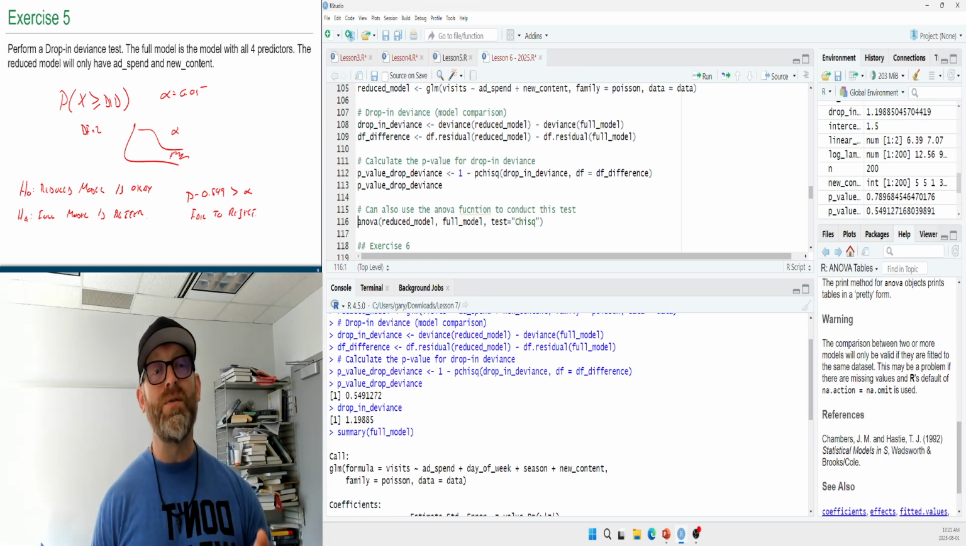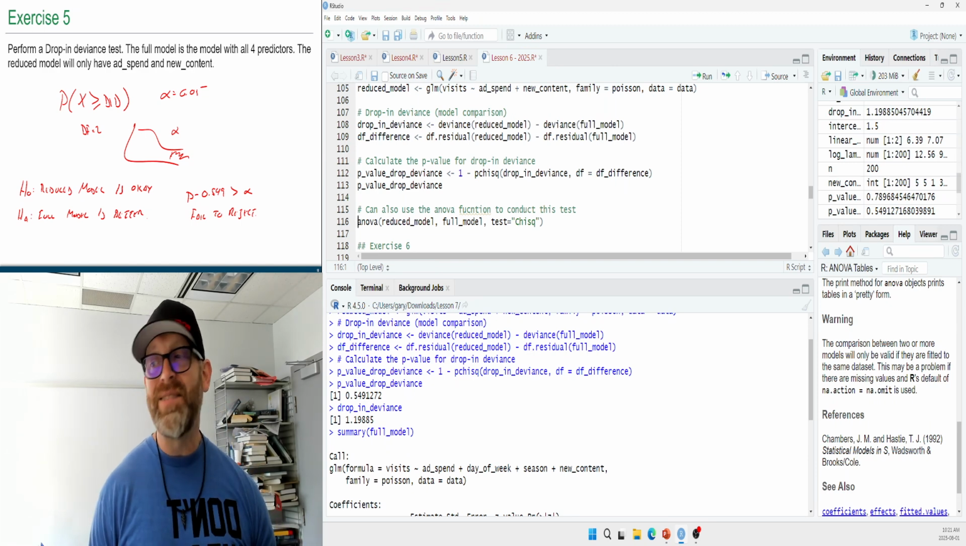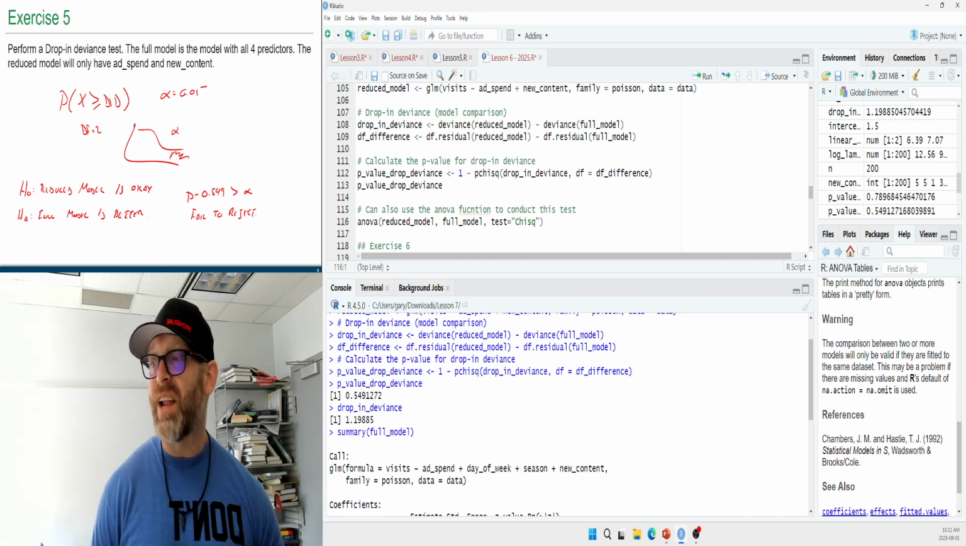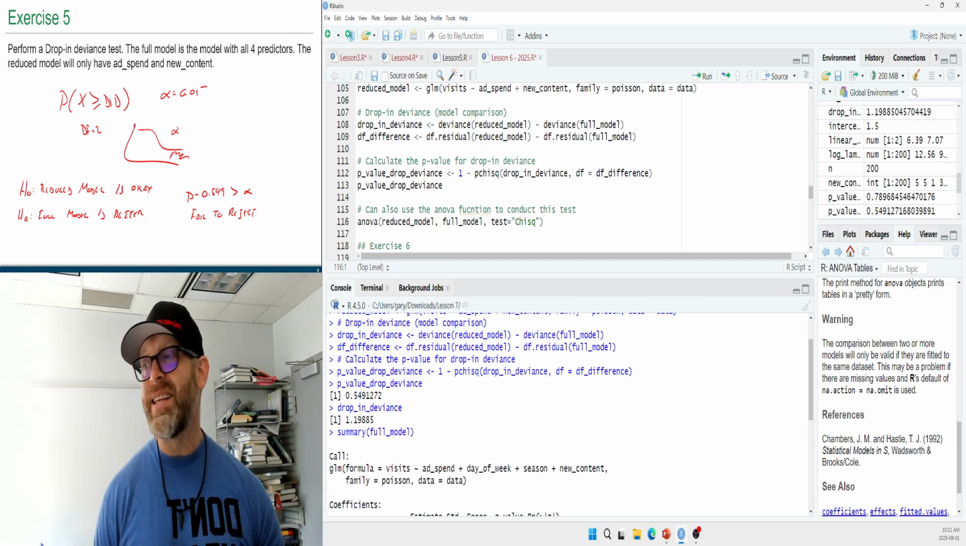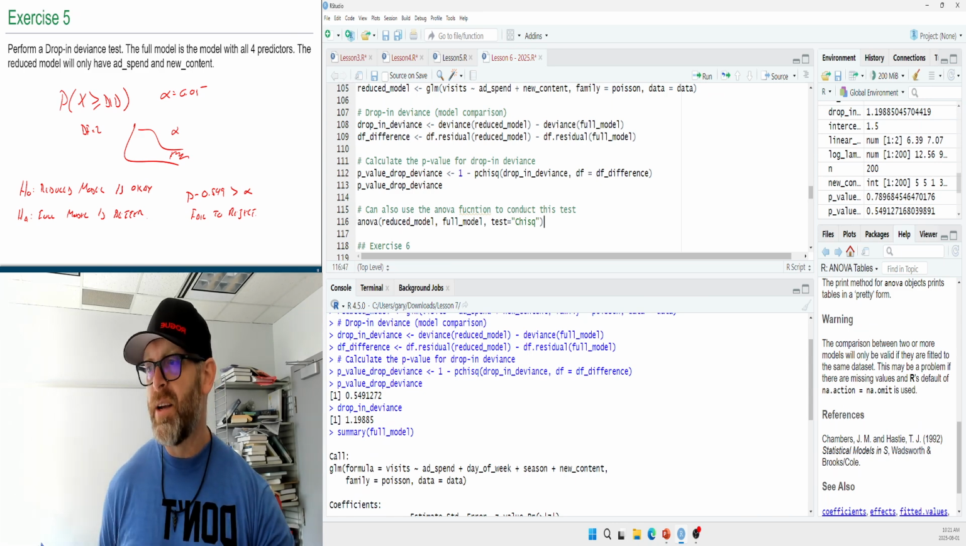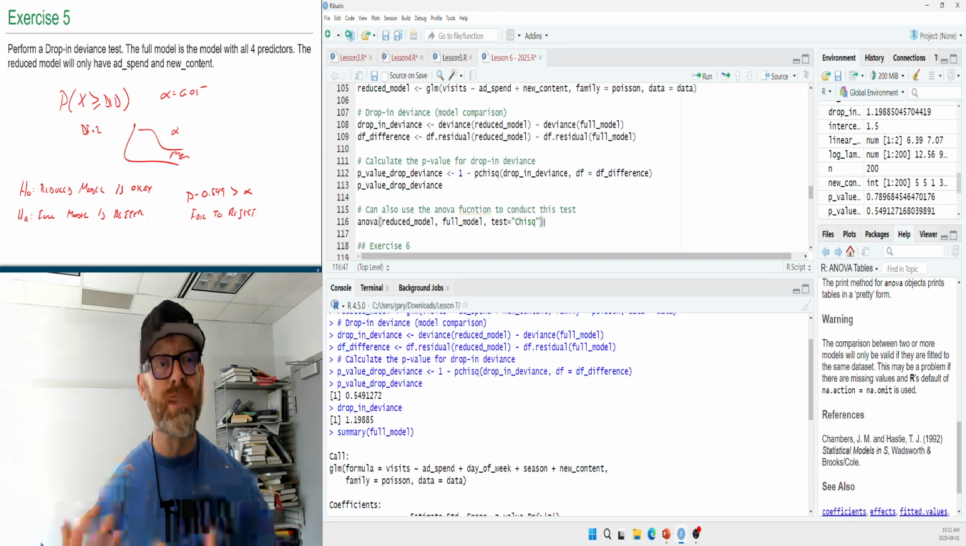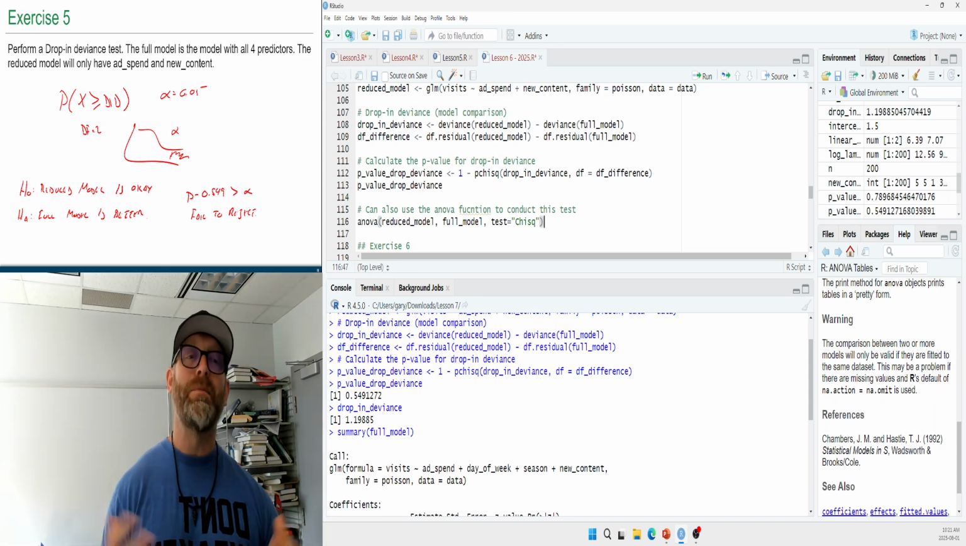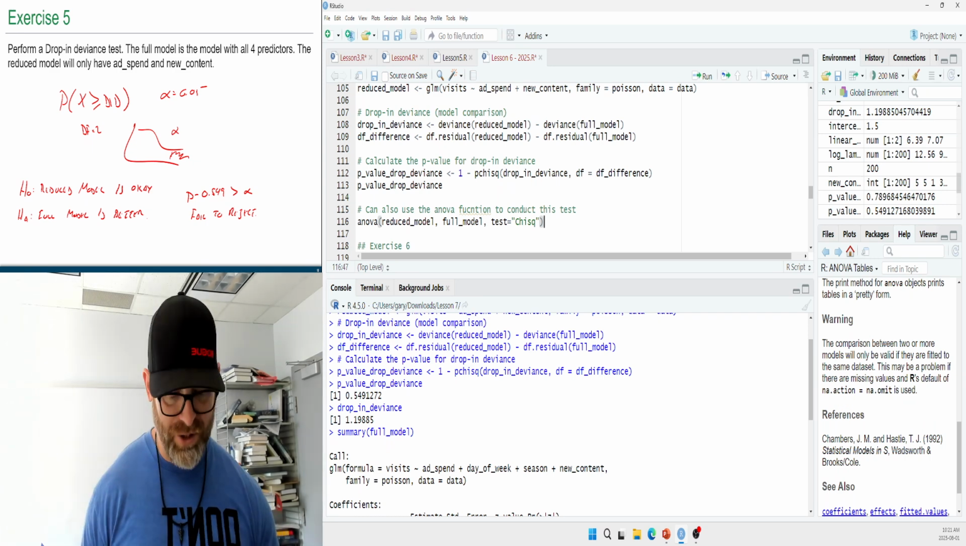We used the ANOVA again when we were doing a partial F test. We didn't specify the test because it's the default for the partial F test, but now we want to specify that this is in terms of the chi-squared. So again, same application, different test. Can we drop multiple things, or if we're adding multiple things, is it beneficial to do so?